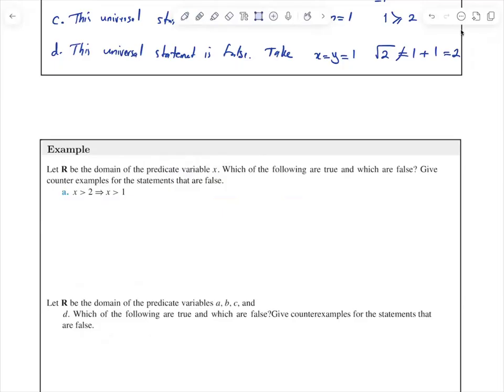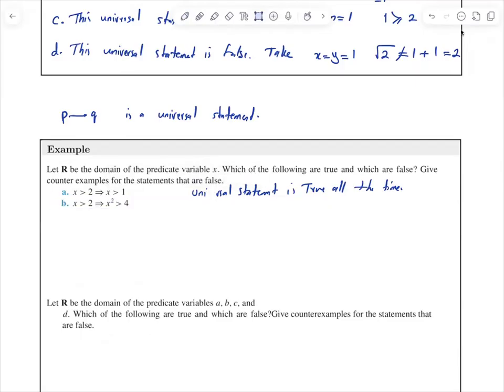The very first one says, if x is more than 2, then x is more than 1. Well, this is a true statement. This universal statement is true all the time. Remember that implication means that we have a universal statement which is true all the time. So again, P then Q is a universal statement.